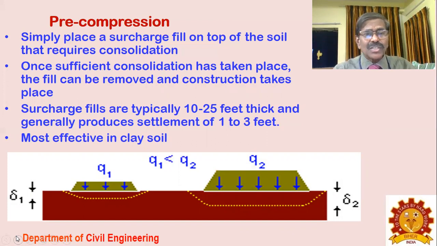The surcharge fills are typically 10 to 25 feet thick and generally produce a settlement of 1 to 3 feet. Most effective in clay soil. If you load it, then the clay soil gets consolidated, and the remaining settlement is reduced to very near 1/3 of the value for the virgin soil.